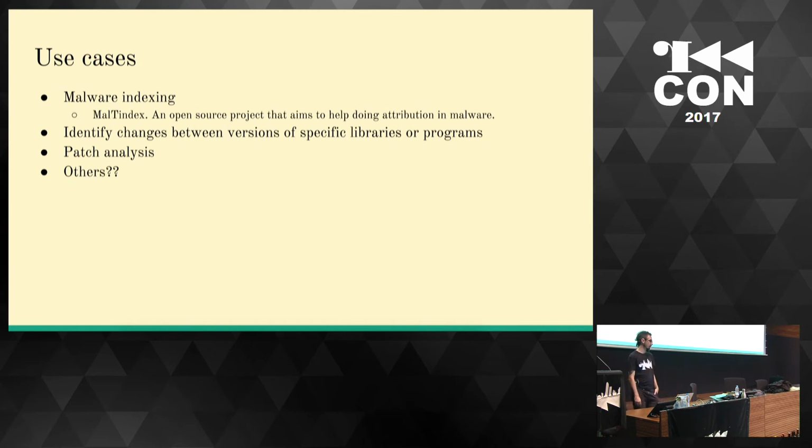Some of the most common use cases, or the ones that come to your mind when you start using diffing tools, is malware indexing, which is something that is already done in Maltindex, a project of Hussein, which is an open source tool project that is basically analyzing malware and finding common stuff between different malware. So you are not looking for families, or not looking for similar things, but which kind of malware shares some functions with another one, which is quite interesting because you end up having your own conspiracy theories.